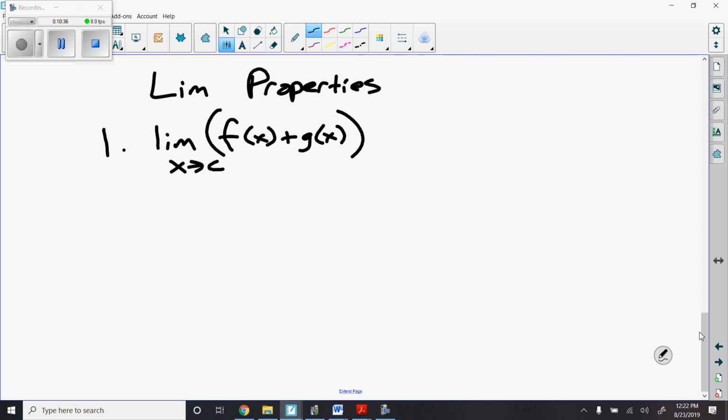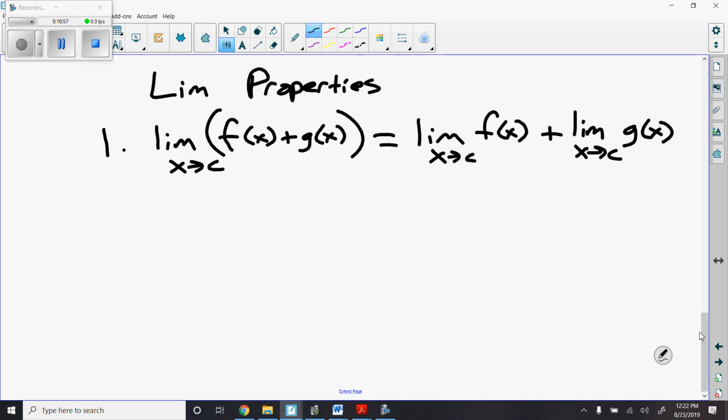If we're evaluating the limit as x goes to c or a or whatever letter of f of x plus g of x, we can just split this into the limit as x goes to c of f of x plus the limit as x goes to c of g of x. So if we ever ask you a compound, like we're doing the limit of function plus function, you can just do the limit of the first plus the limit of the second.